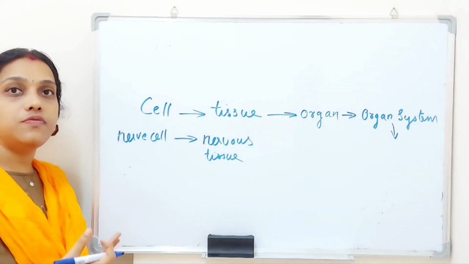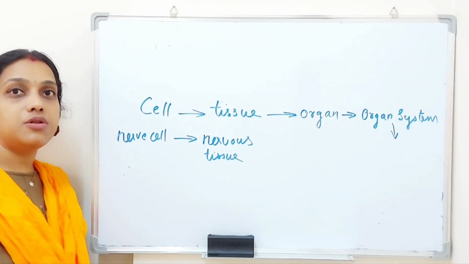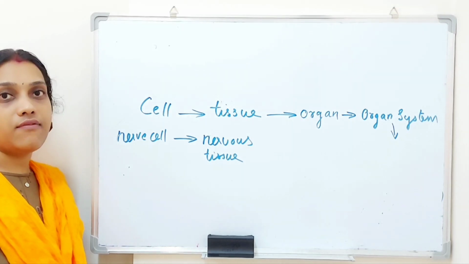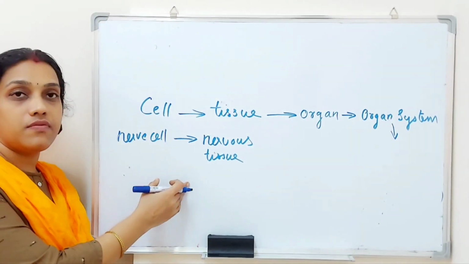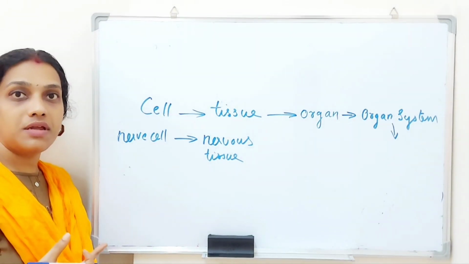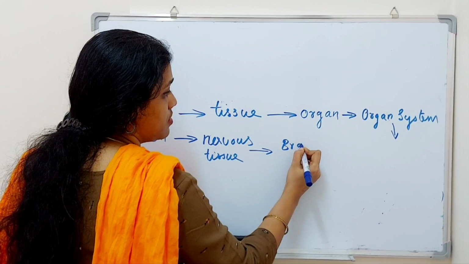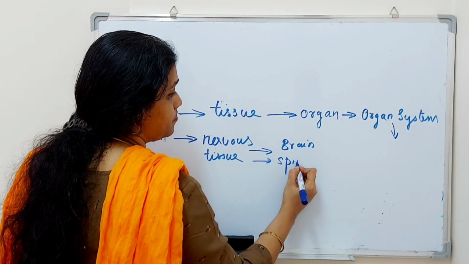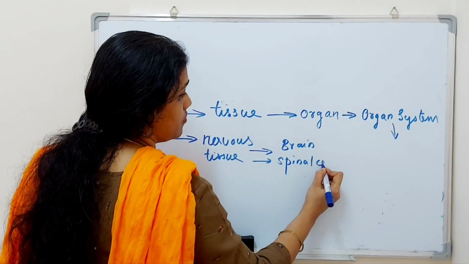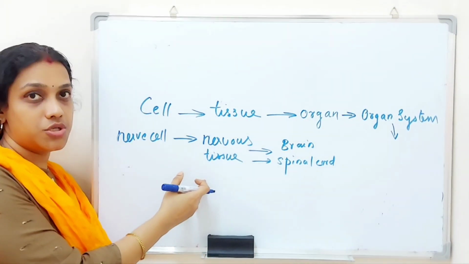Now tissue will be further assembled to form the next level of development, that is known as the formation of organ. So from nervous tissue, which will be the organ developing? It will be brain, sometimes spinal cord, right? These are the organs that can be developed from a nervous tissue.